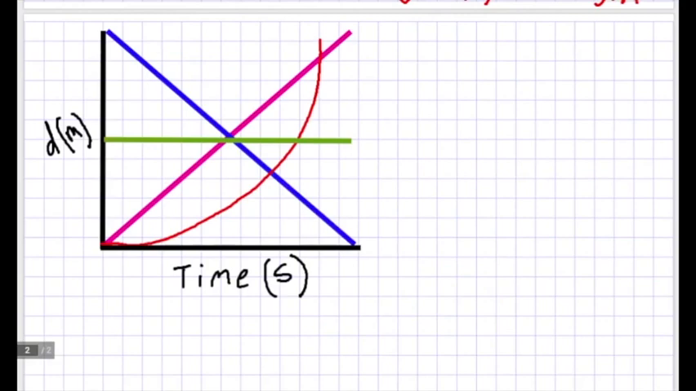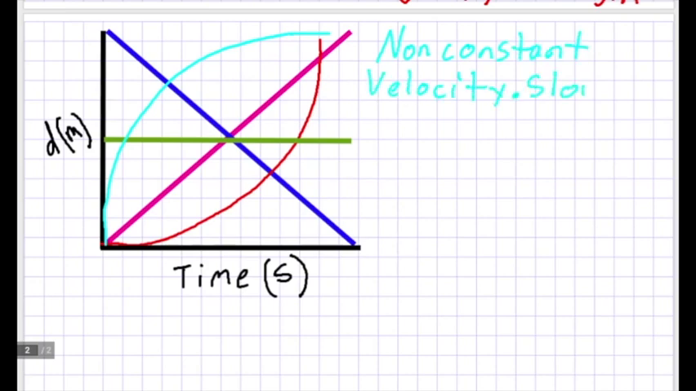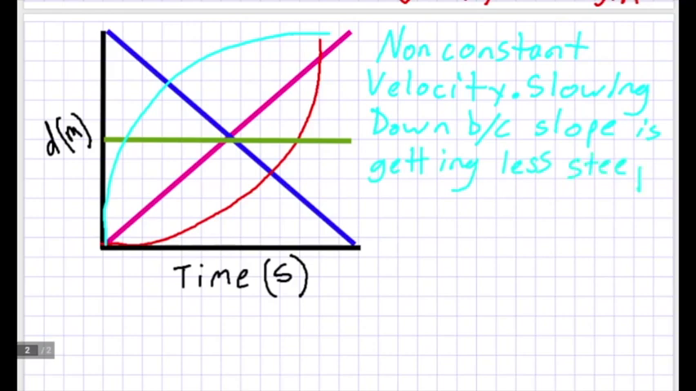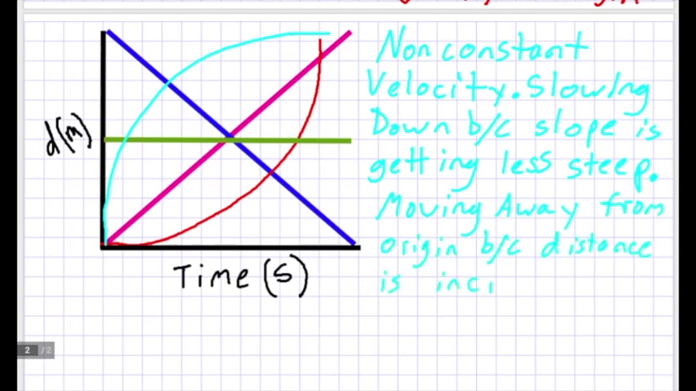Let's take a look at another example here with another curved line. Here we have a curved line that is also moving upward. Again, since this is a curved line, it has a non-constant velocity, which means that it's experiencing some sort of acceleration. In this case, the slope is getting less and less steep, which means that our velocity is getting slower and slower. Therefore, I would say that this line is slowing down. Again, because this line is moving upward, we're moving away from the origin because our distance is increasing.